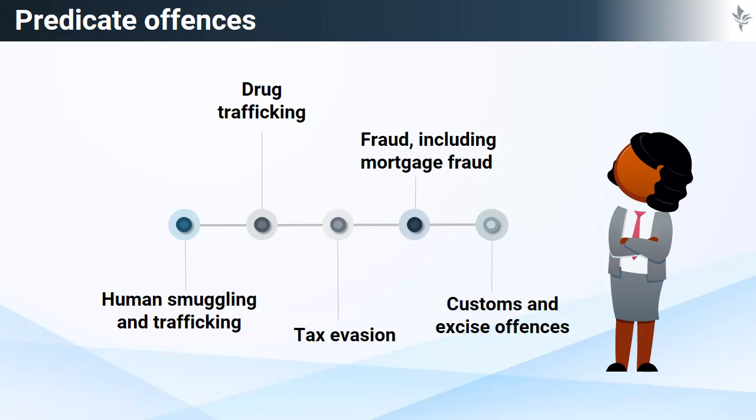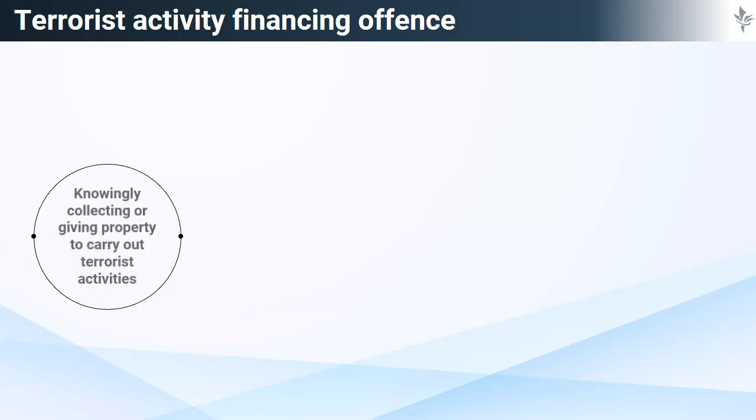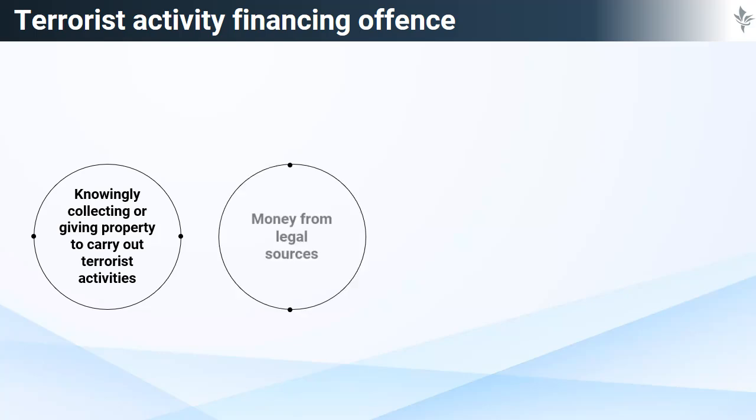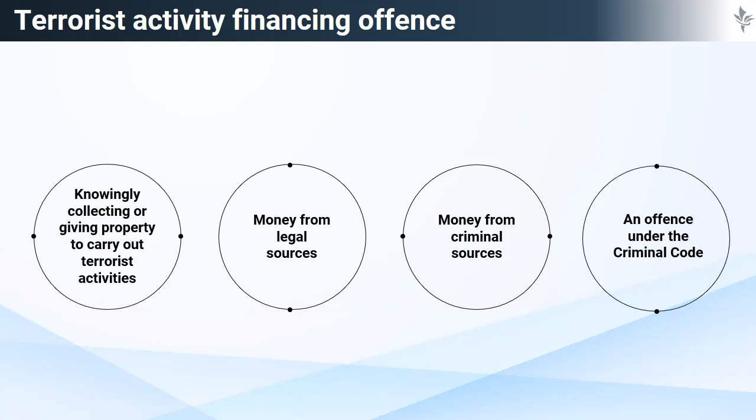Let's look at what terrorist financing entails. A terrorist activity financing offense involves knowingly collecting or giving property, such as money, to carry out terrorist activities. This includes the use and possession of any property to help carry out the terrorist activities. The money used for terrorist financing can be from legal sources, such as personal donations and profits from a business or charitable organization, or from criminal sources, such as the drug trade, the smuggling of weapons and other goods, fraud, kidnapping, and extortion. It is an offense under the Criminal Code.